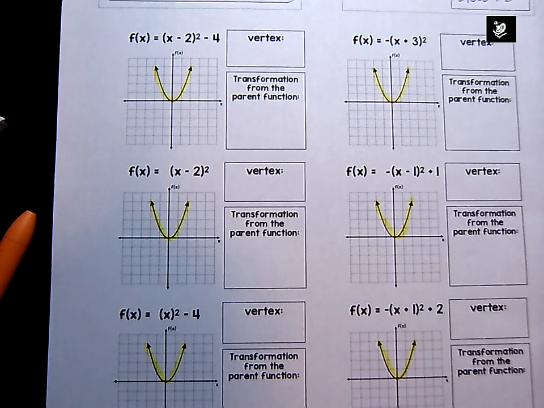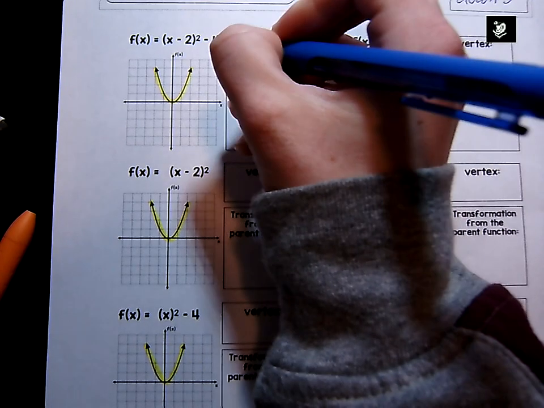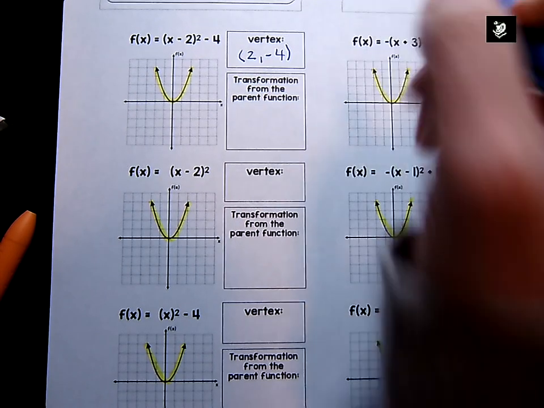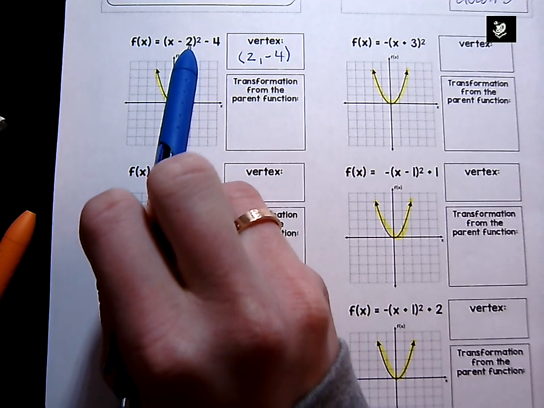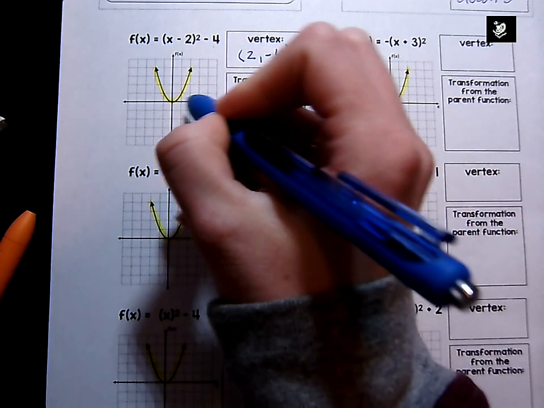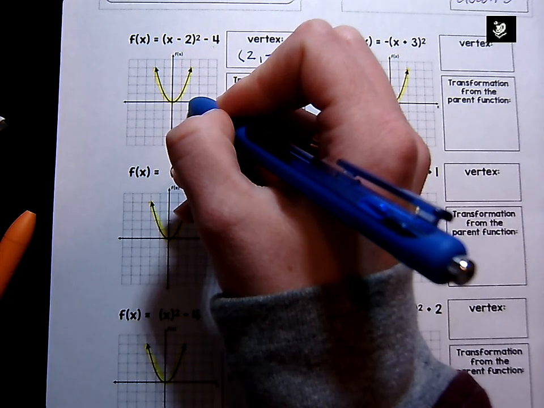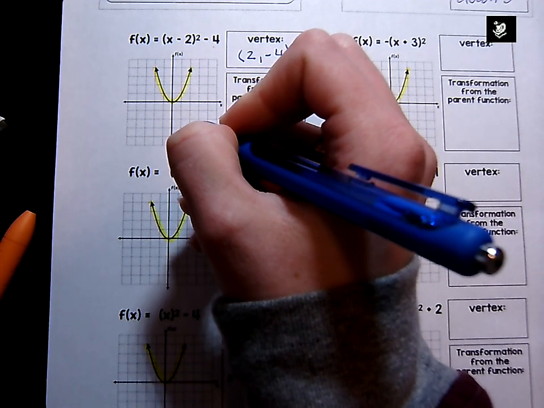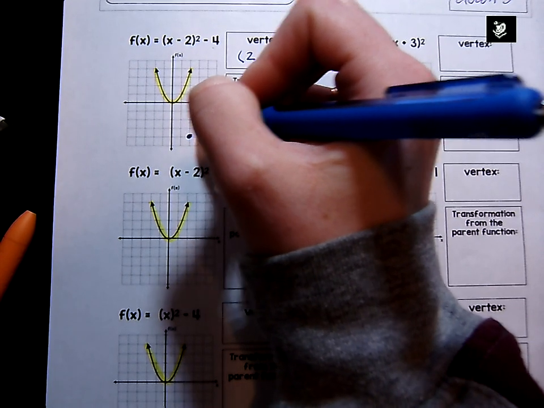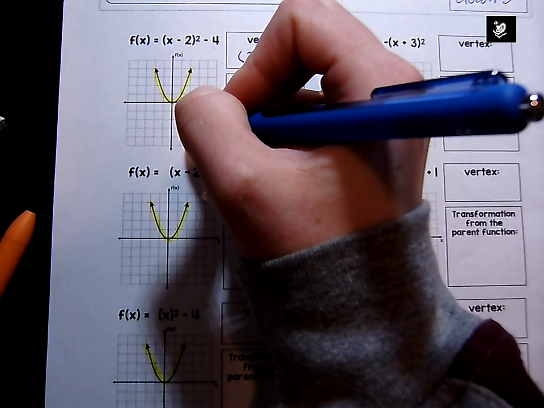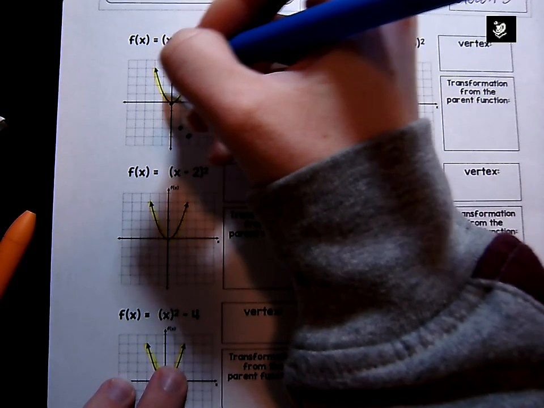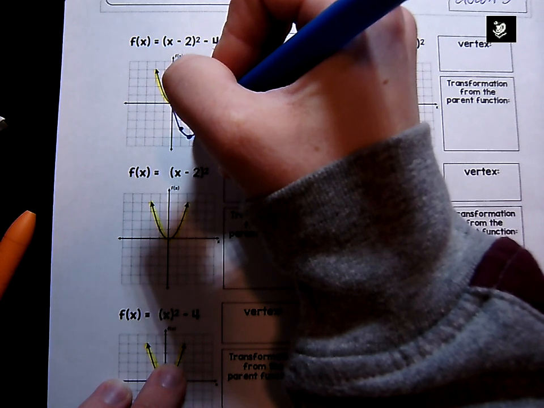So for the first example, my vertex is going to be +2, -4, because remember, you want to change the sign inside the parentheses, keep the sign outside the parentheses. I'm going to graph my vertex over 2, down 1, 2, 3, 4. And then I'm going to follow my pattern. Up 1 over 1, up 3 over 1. Up 1, left 1, up 3, left 1. And then I'm going to draw my parabola in.